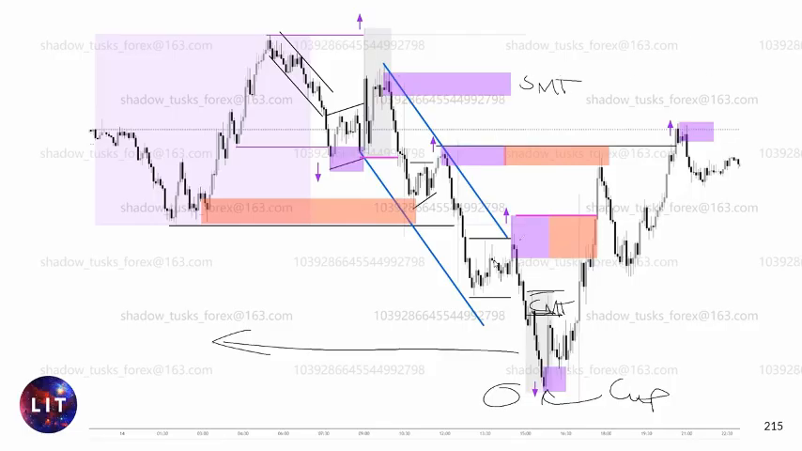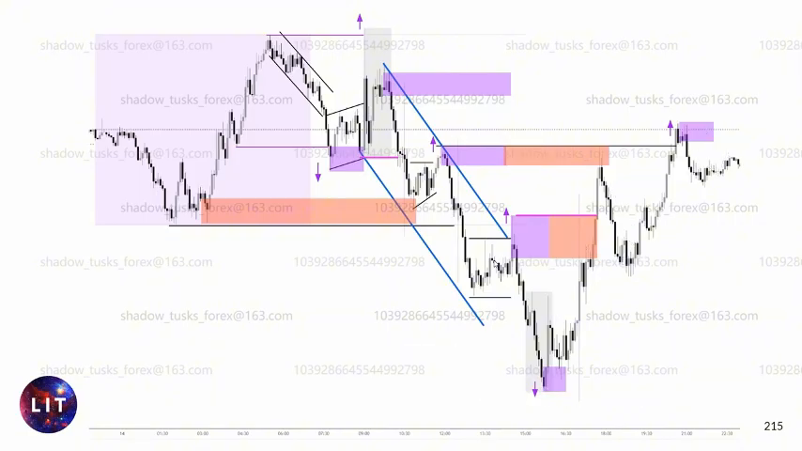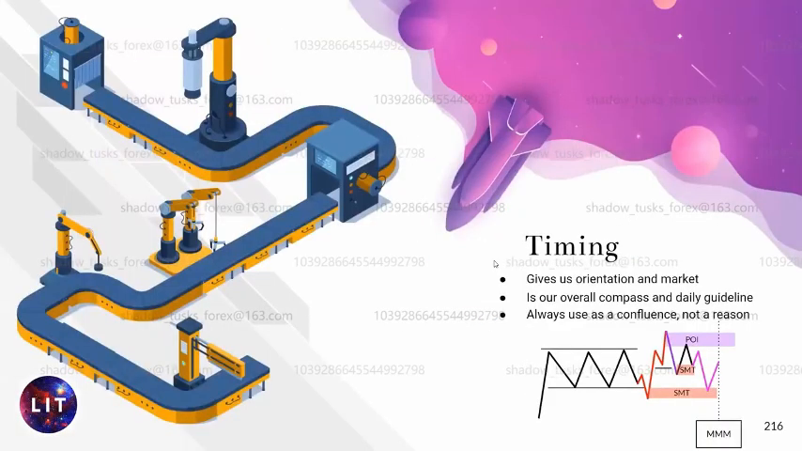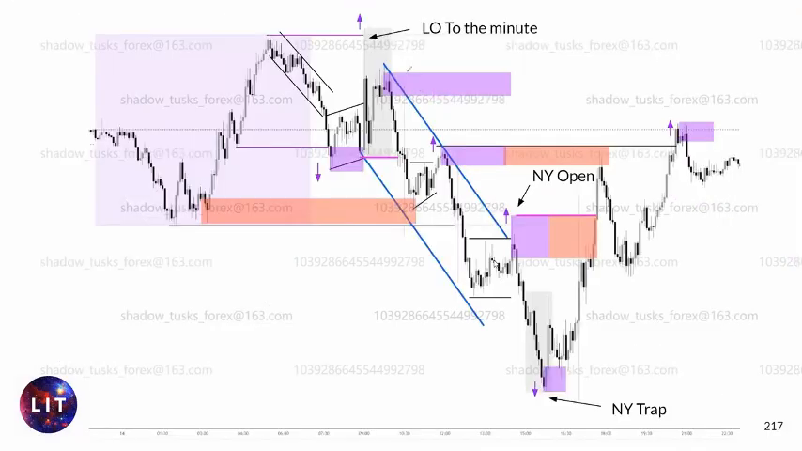You need to look at the next day, but we've had a higher time frame inducement. So whilst these can give reactions, it will just be pullbacks. Okay, that should make sense. So what is next after SMT? We have timing. So let's go into timing.